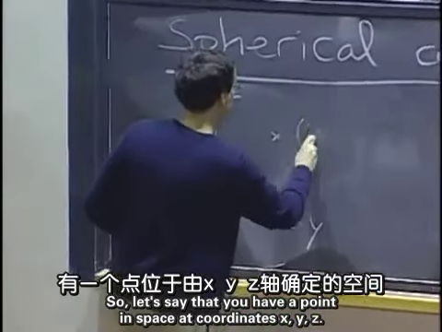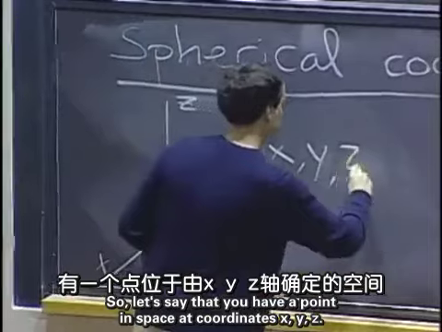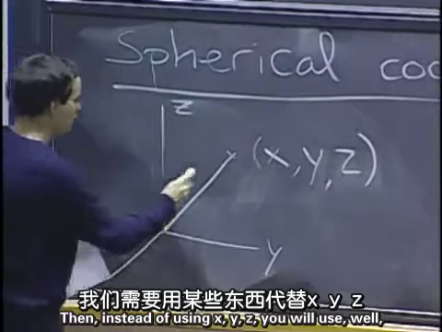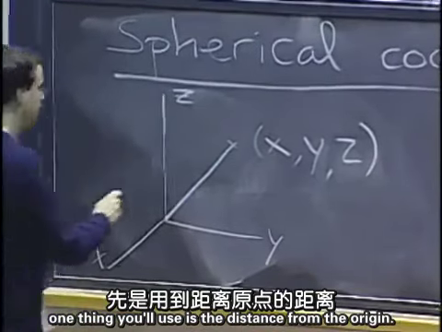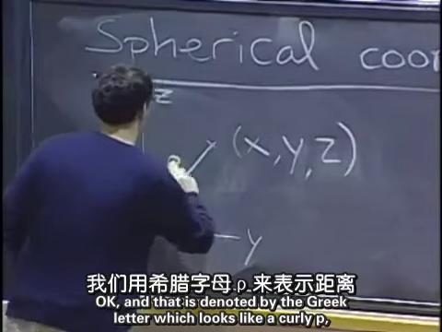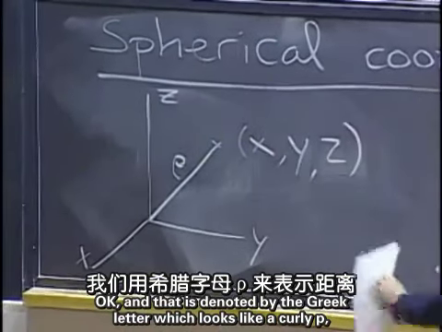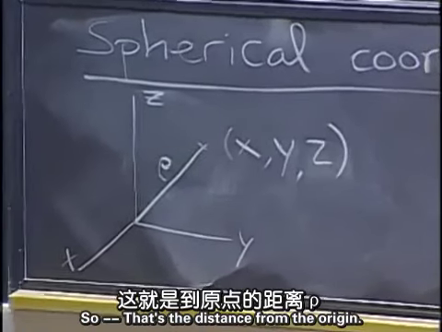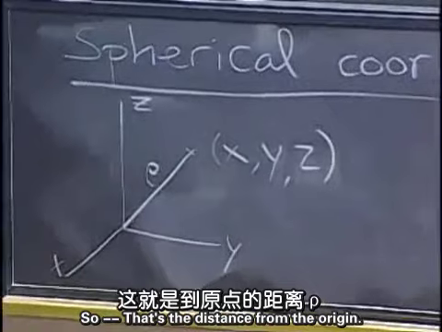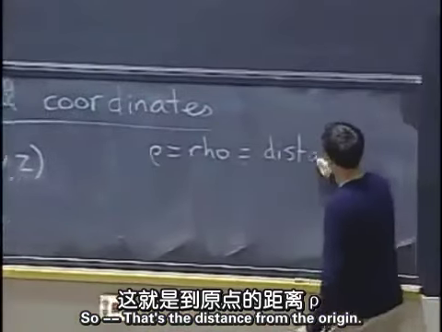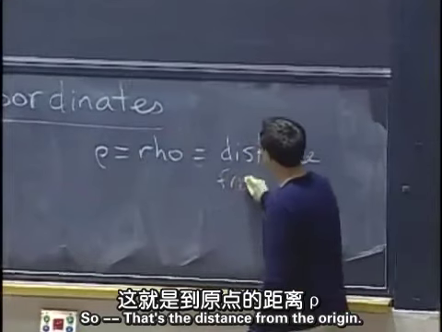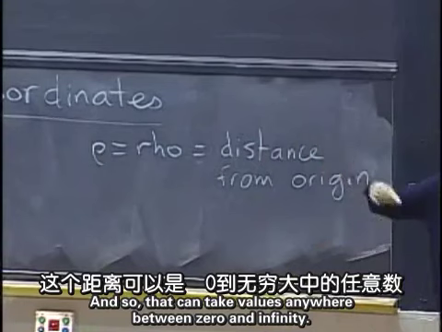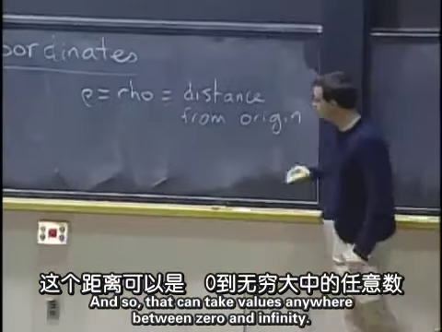So let's say that you have a point in space at coordinates x, y, z. Then instead of using x, y, z, one thing you will use is the distance from the origin. And that is denoted by the Greek letter rho, which looks like a curly P, but actually it's the Greek R. So that's the distance from the origin, and it can take values anywhere between 0 and infinity.